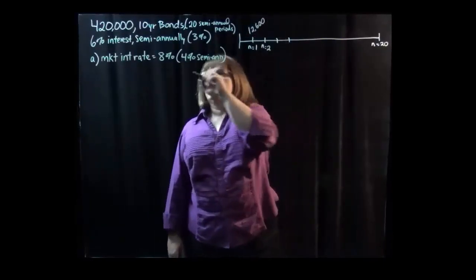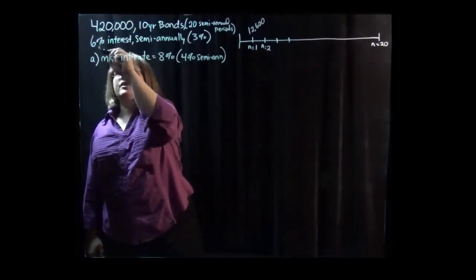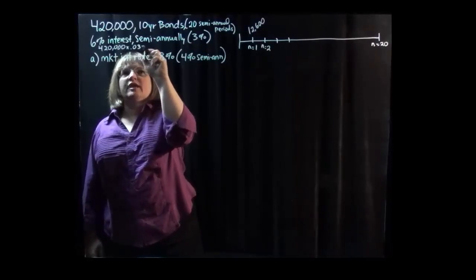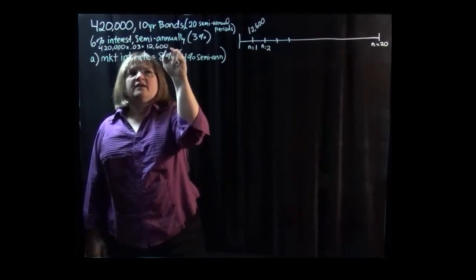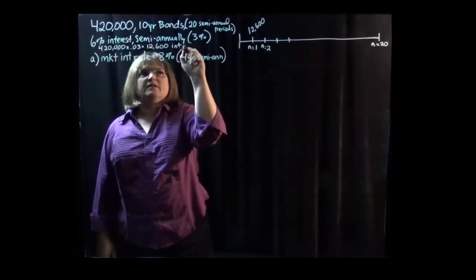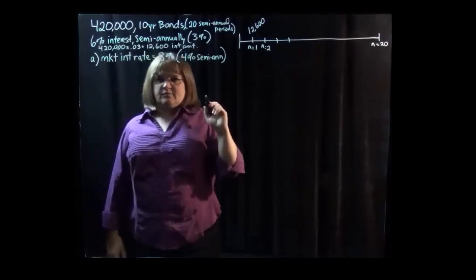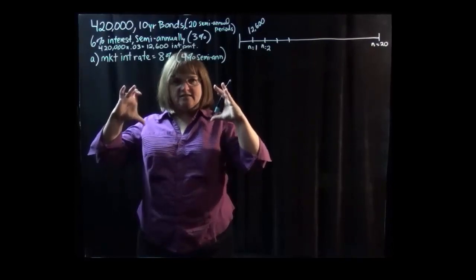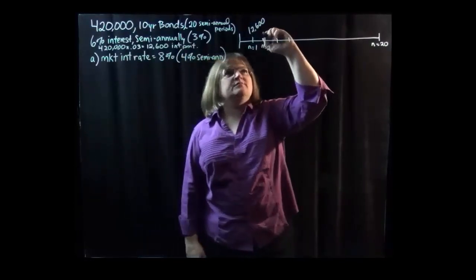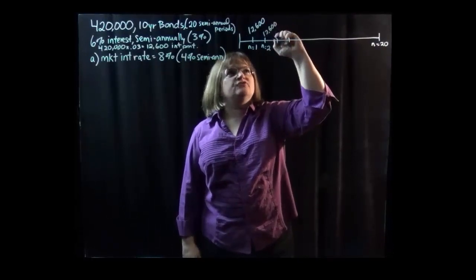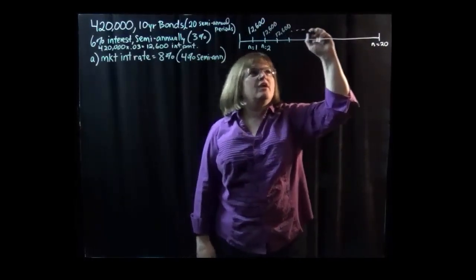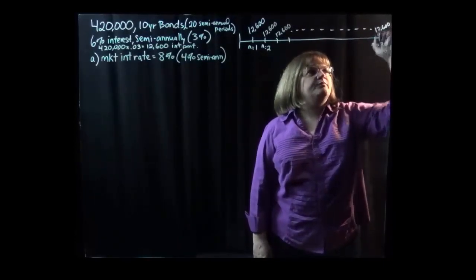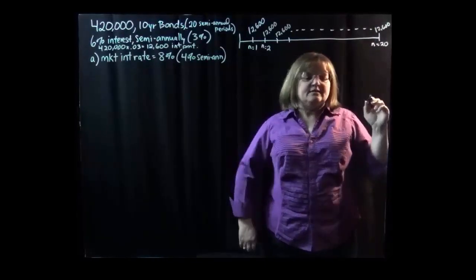$12,600. So if we take that $420,000 times 0.03, that gives us the interest payments that are made every 6 months. That does not depend on what the market interest rate is. That's based on the face of the bond. And so every 6 months, according to the contract that they made when they issued those bonds, they will pay $12,600 in interest.